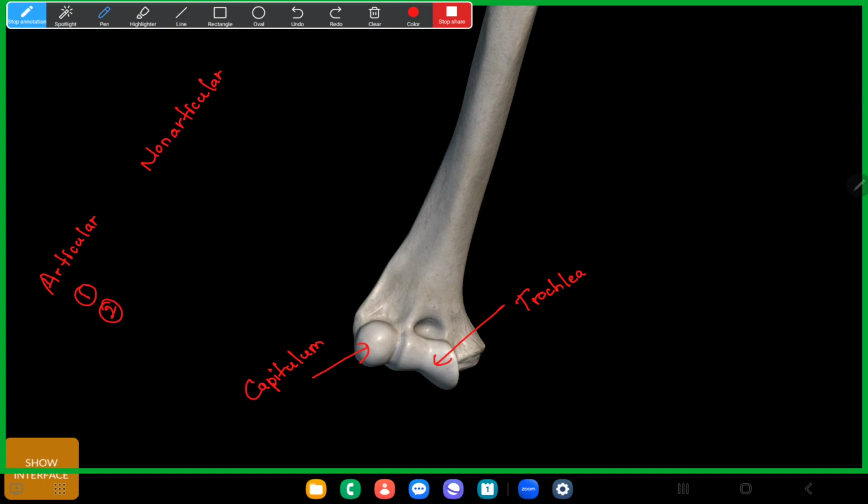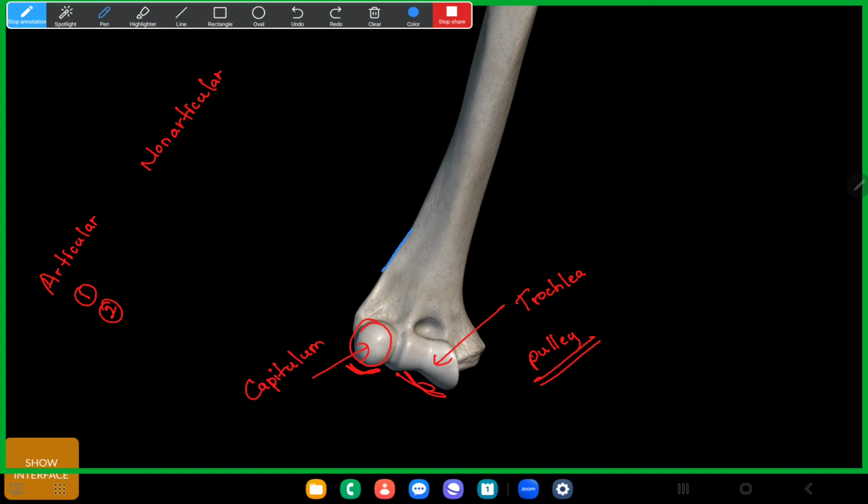Capitulum, you can see it is a rounded projection and it articulates with the head of the radius, forming the radiohumeral joint. And the trochlea is a pulley-shaped articular surface that articulates with the trochlear notch of the ulna, forming the humero-ulnar joint. Those are the articular parts. There are several non-articular parts as well.